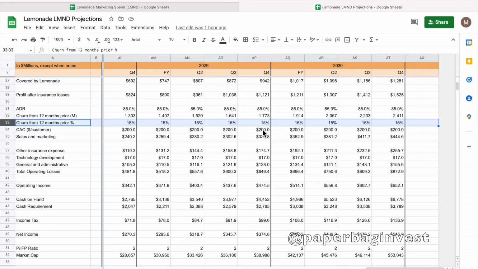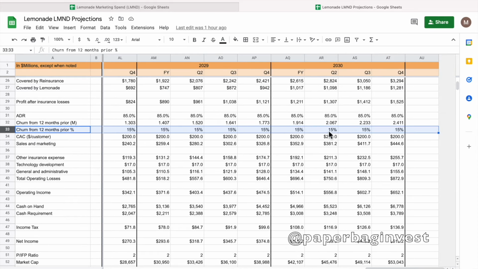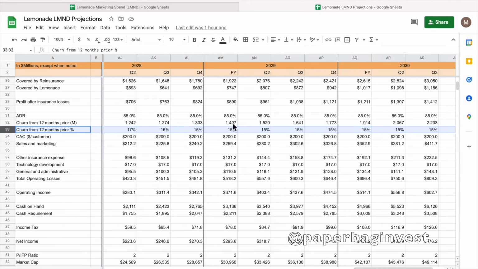In theory, this could make sense as customers get older, they're delighted with the product, they stick with the product, they have all their insurance needs met by Lemonade. So in theory, they should be churning less. The actual number of people churning should be less and less in the long term. So that's kind of how I projected that out.